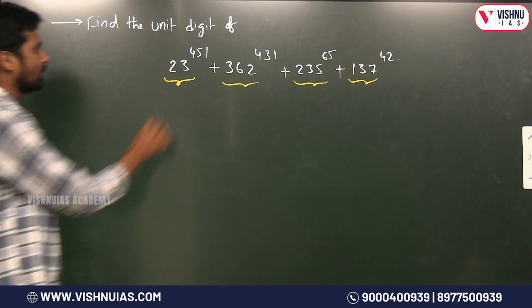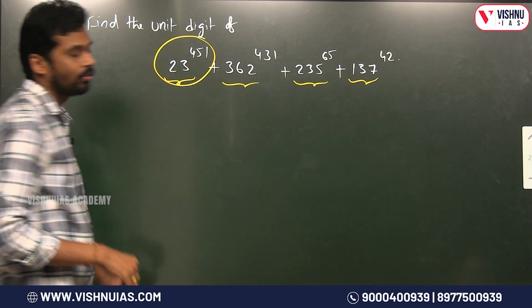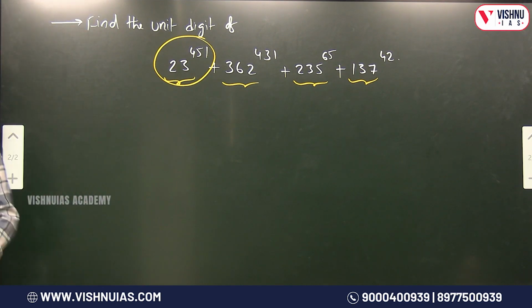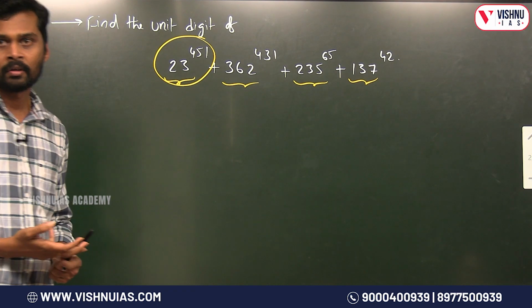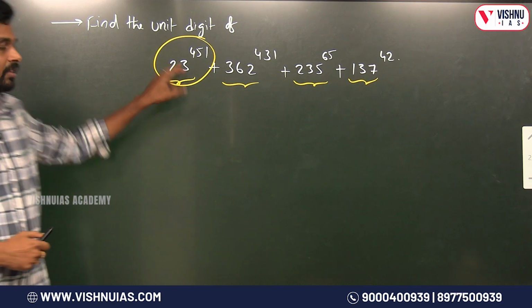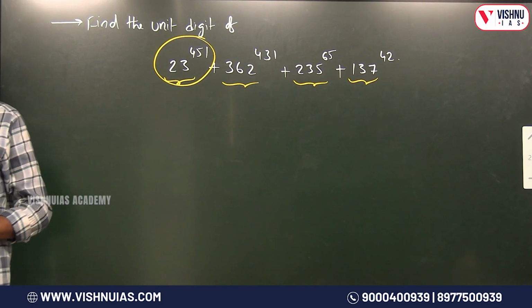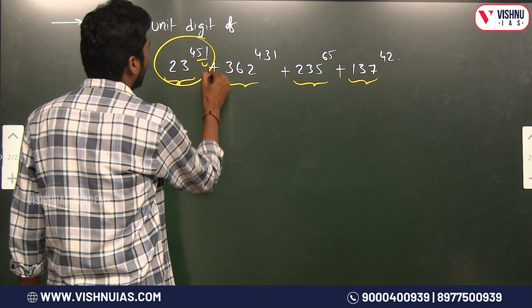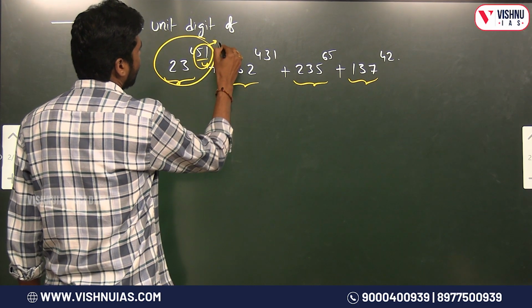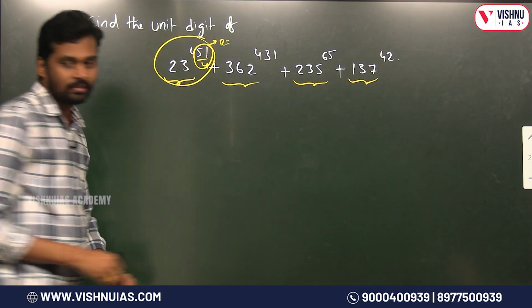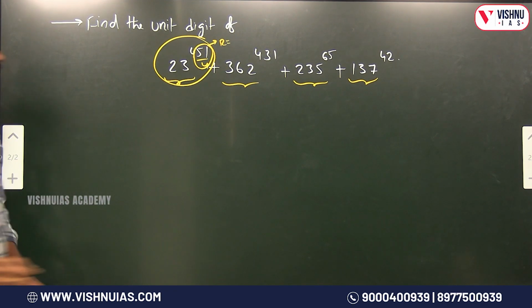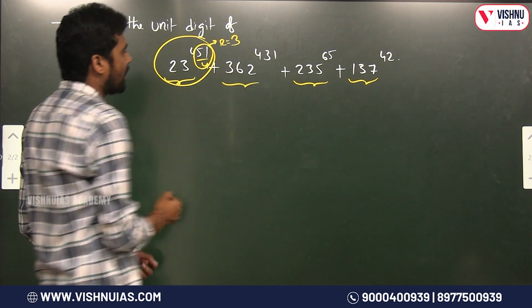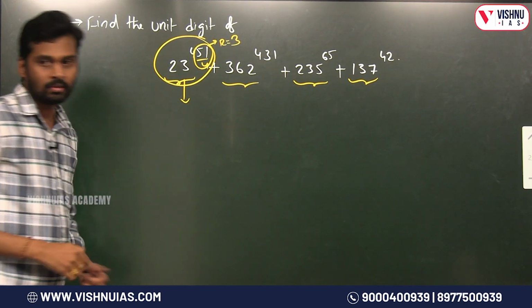So first you tell me for the number 23 to the power of 451, what is the unit digit of this number? So what is the logic? 23. So the number ends with which number? 3. So then what is the logic we apply? Power divided by 4. Power divided by 4 means, what is the remainder? 3 is the remainder. So when 3 is the remainder, then the final answer is what?